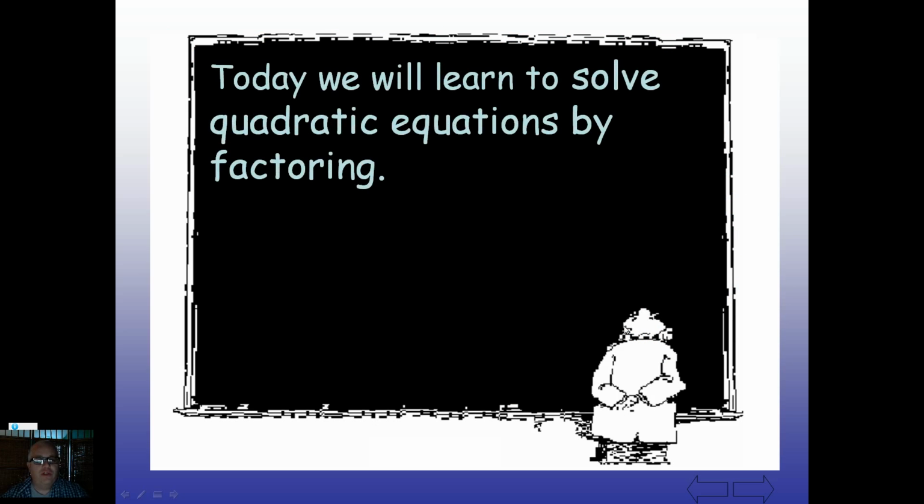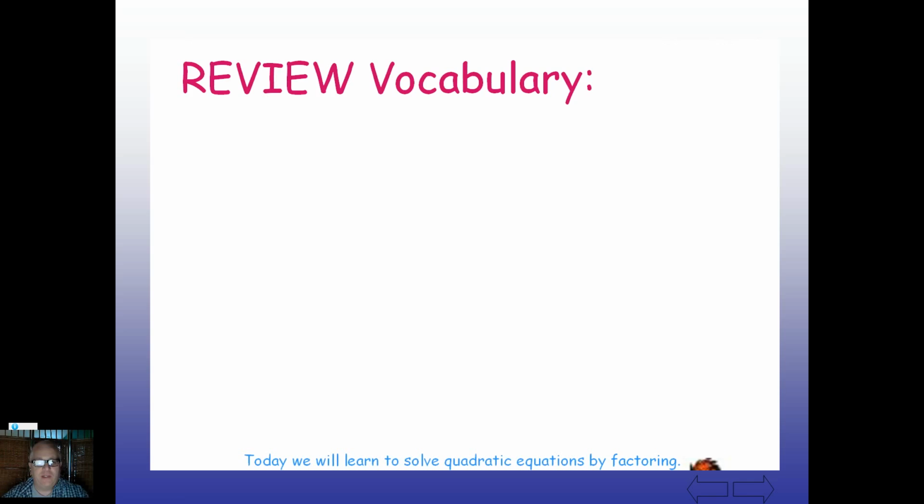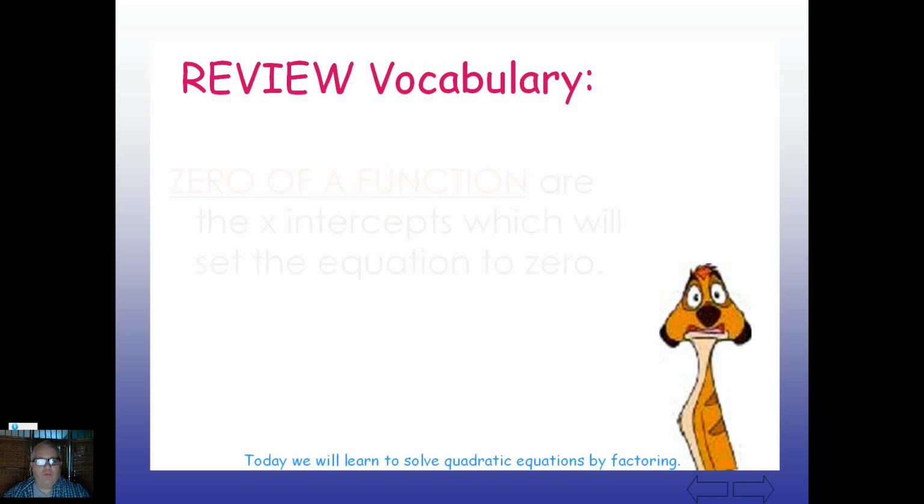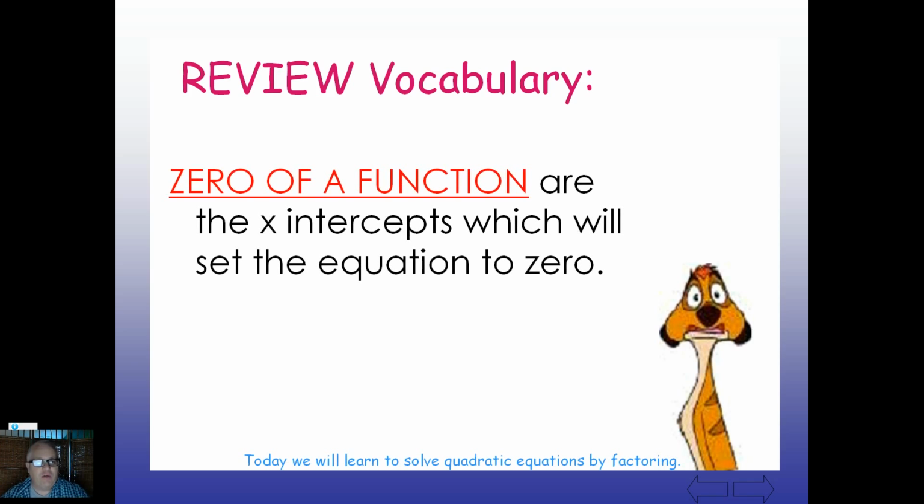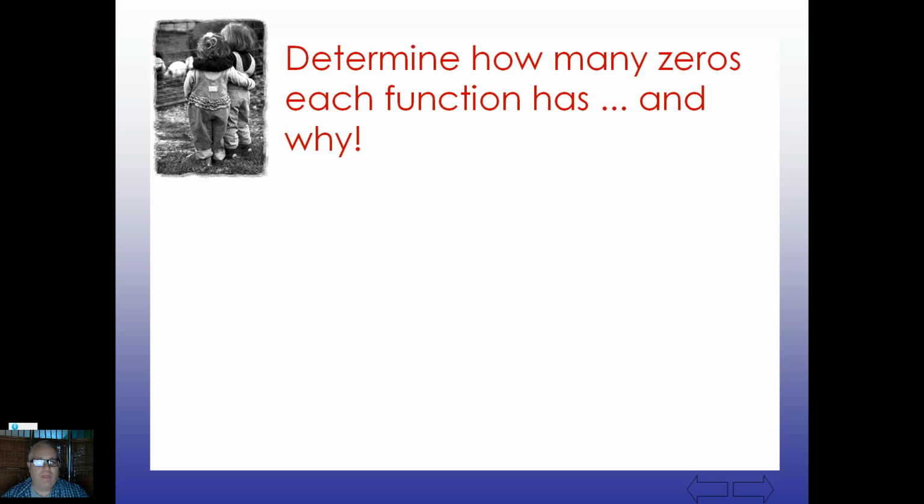So today we're going to learn to solve quadratic equations by factoring. And here's the key word, equations. We haven't really seen equations yet in dealing with this factoring stuff, so we're going to see that today. Here's a real quick review vocabulary for you. A zero of a function. These are the x-intercepts, which will set the equation to 0. Now you remember this from Unit 5. The zero of a function, we call those roots, we call those solutions, we call those x-intercepts, of course, and we're going to really focus in on the zero of a function here, and you'll see why pretty quickly.